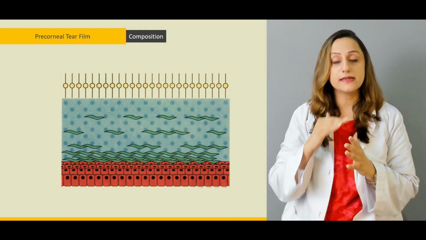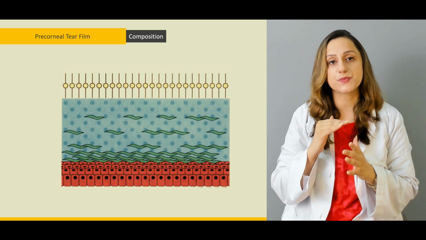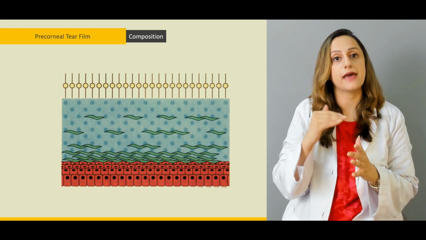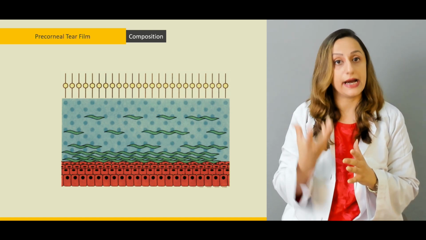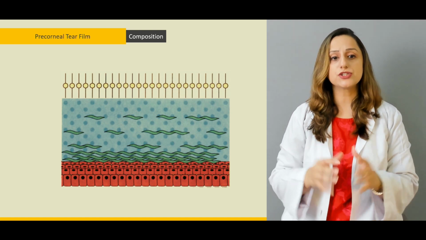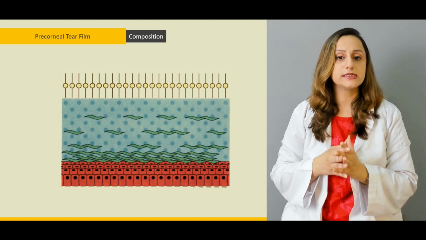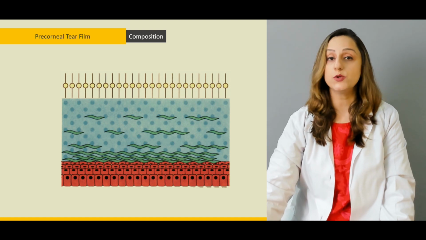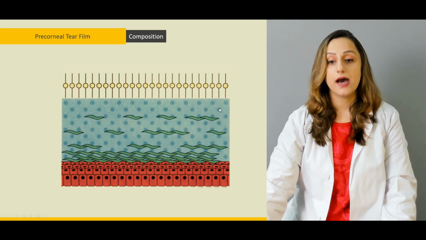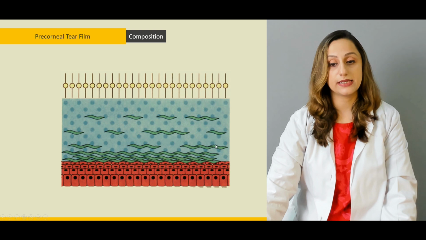So it is this thin tear film present upon the conjunctiva and the cornea that gives that lustrous appearance to the eyeball. The composition of this precorneal tear film is quite interesting. It involves the aqueous layer, which is almost 7 micrometers in thickness.